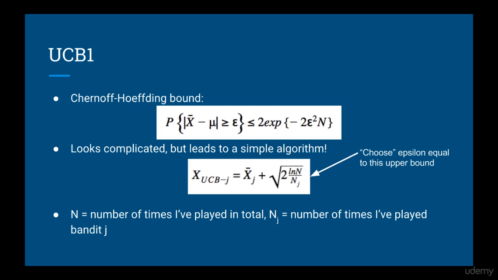So let's talk about what these symbols mean. X bar j is just the regular sample mean of the jth bandit. N by itself is the total number of times you've played all the bandits. N sub j is the number of times you've played the jth bandit.